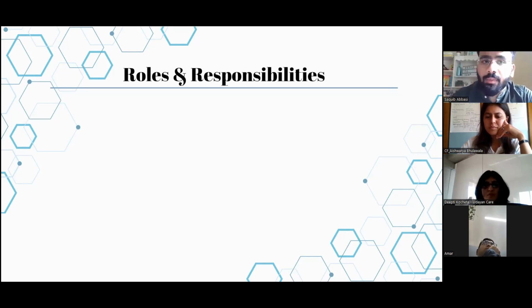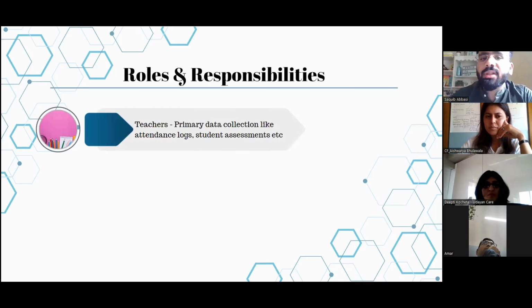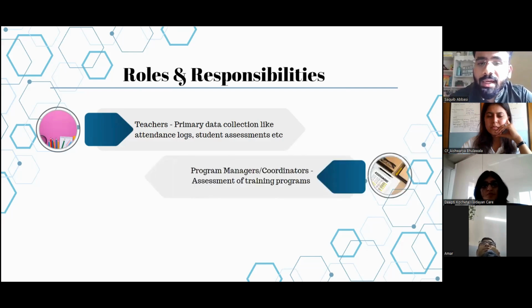In the case study that we undertook, maybe teachers can be considered the prime folks who are doing the critical delivery of the intervention. They would need a certain level of information for themselves. So they can be the ones who will be responsible for primary data collection, like attendance logs, and doing assessments for students in the form of literacy tests and all those things. The students can be responsible for that.